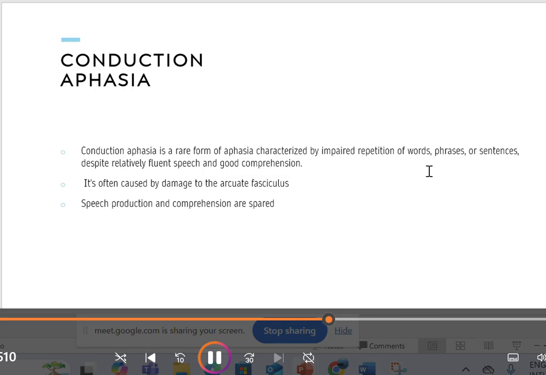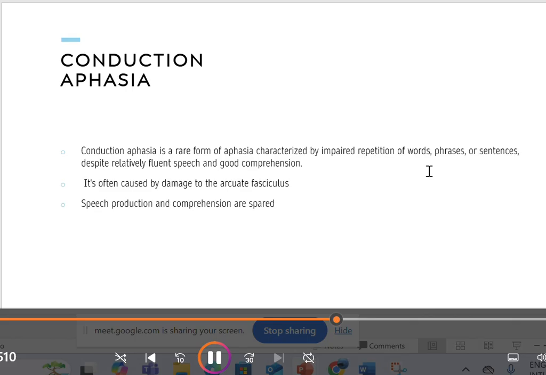Next is conduction aphasia. Conduction aphasia is a rare form of aphasia characterized by impaired repetition of words, phrases or sentences despite relatively fluent speech and good comprehension. The only problem here is the person is not able to repeat. In conduction aphasia, fluency is there, comprehension is also good, the person is producing meaningful things, everything is fine, but he is not able to repeat what is being said. That is the only problem with conduction aphasia, caused by damage to the arcuate fasciculus. The arcuate fasciculus is damaged here.